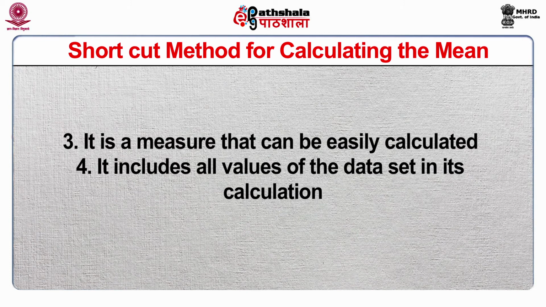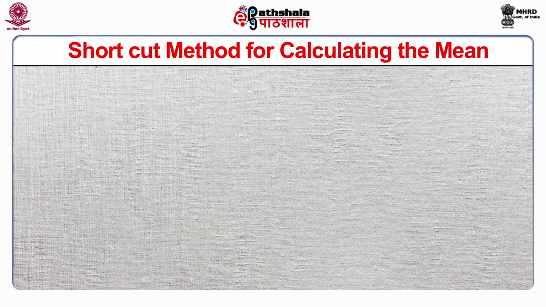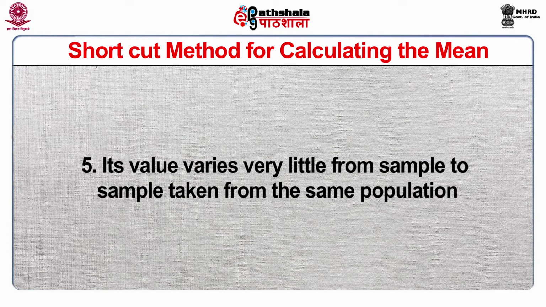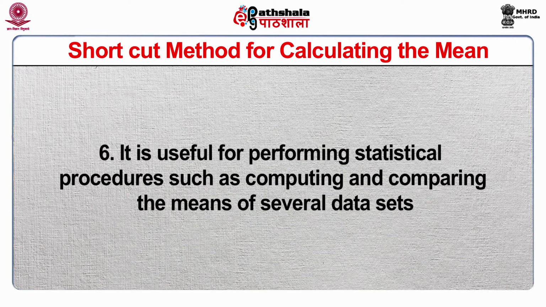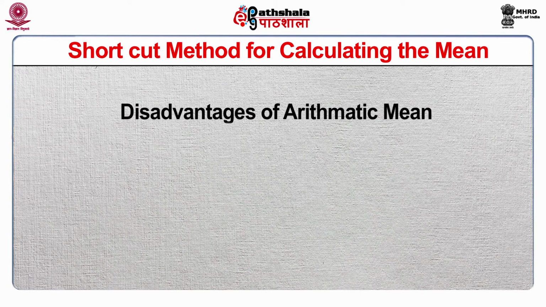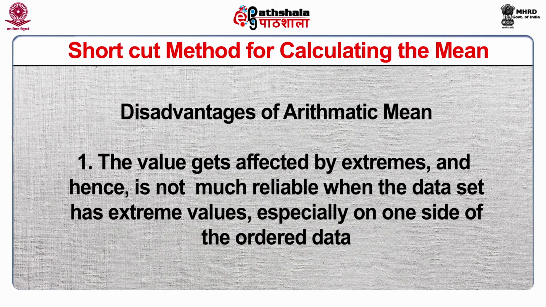Third, it is a measure that can be easily calculated. Fourth, it includes all the values of the data set in its calculation. Fifth, its value varies very little from sample to sample taken from the same population. Sixth, it is useful for performing statistical procedures such as computing and comparing the means of several data sets. Having stated the advantages, it also suffers from certain disadvantages.